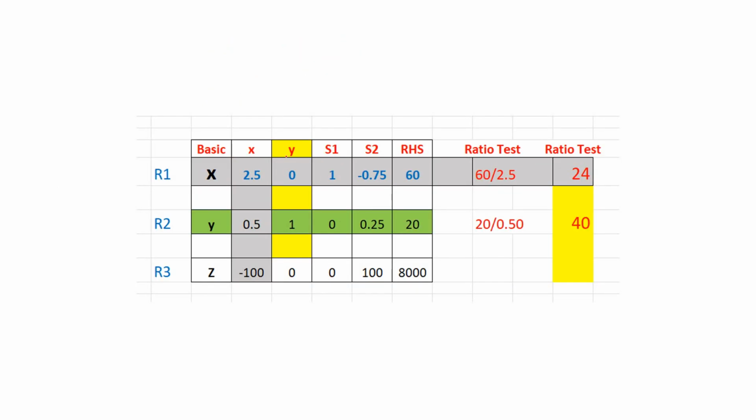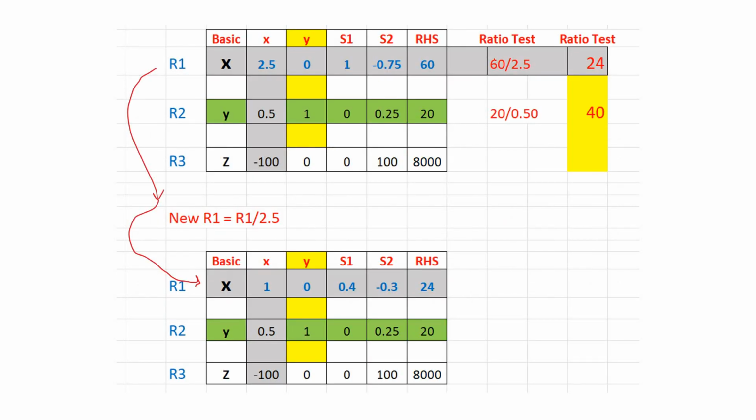So new R1 equals R1 divided by 2.5. Meantime, you take this X and bring it here, because this X is the pivot element. This 2.5 corresponds to X, which is the pivot element. So you take this X and substitute it here. Now you divide this by 2.5, 2.5, 2.5, 2.5 and 2.5. You are getting these new values. You have made it 1.